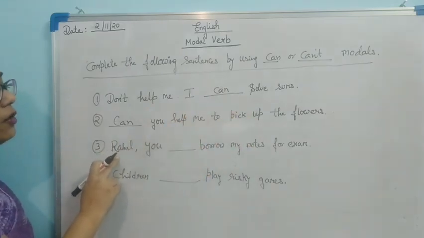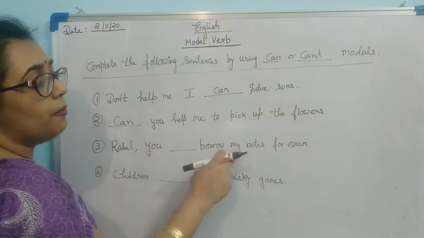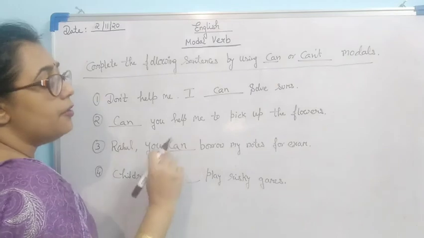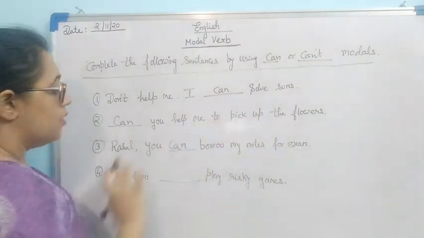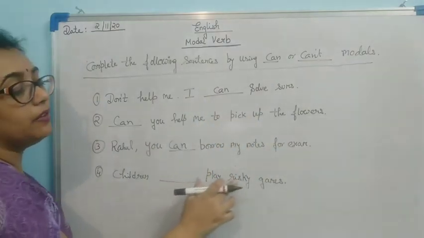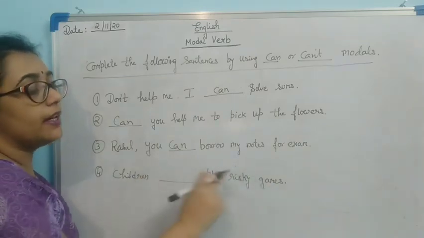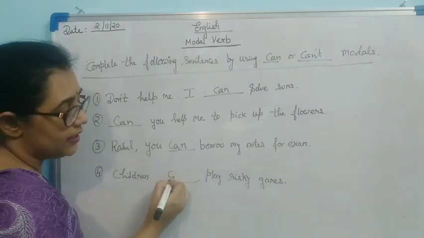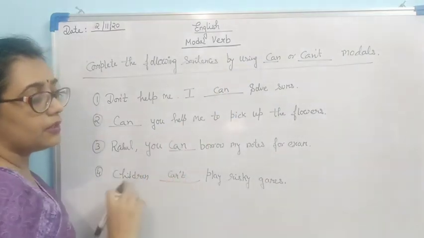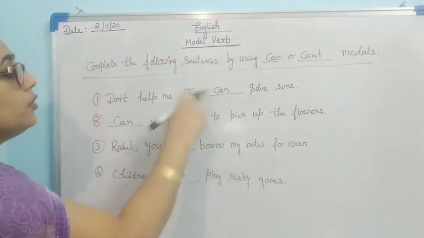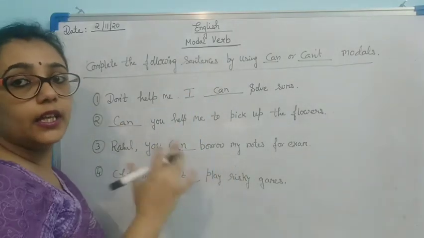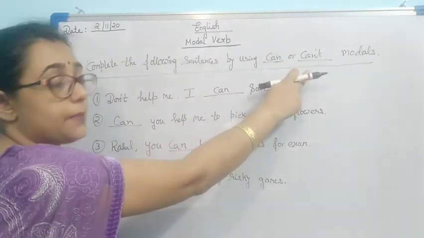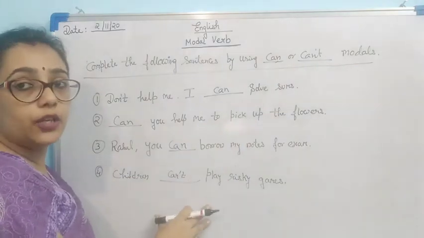Next, Rahul, you dash borrow my notes for exam. Rahul, you can borrow my notes for exam. Okay. Children dash play risky games. If children and risky games are there, that means children can't play risky games. So in this way you have to read the sentence and then you can easily say whether a positive modal or a negative one will be there. In this way you can fill.